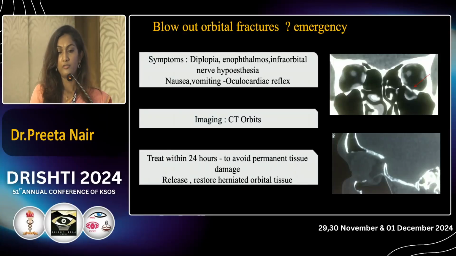So a blowout fracture, is it an emergency? These patients usually present with complaints of diplopia, enophthalmos, infraorbital hypoesthesia with associated complaints of nausea, vomiting. And when such a patient presents to you, it's important that you advise emergency CT orbits. And if you see an entrapped muscle or orbital fat, it has to be repositioned back. The entrapped muscle has to be released and the orbital tissues have to be restored back into their position.